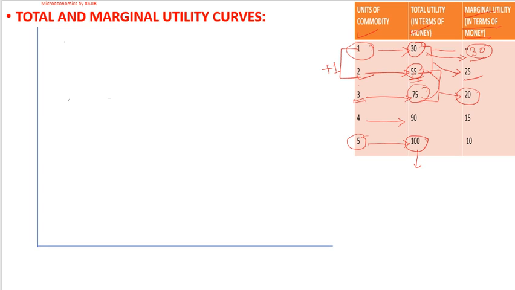And similarly, to find the marginal utility for the fourth unit, you have to deduct 75 from 90, then you will get 15 as the marginal utility. And similarly for the fifth unit, it will be 10, because if you deduct 90 from 100, you get 10. So this is all about how to find the marginal utility in a chart.